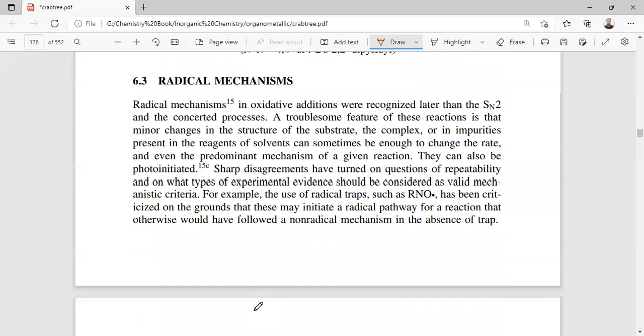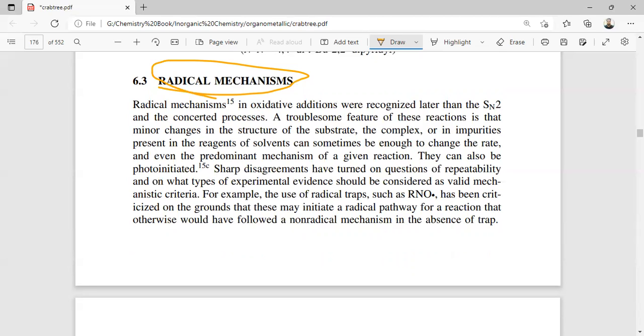The next one I will discuss is the radical mechanism. So in the radical mechanism, oxidative addition will be recognized later than the SN2 and concerted process. A troublesome feature of this reaction is that minor changes in the structure of the substrate or the complex are included within the reaction. So solvent can change the rate, even the predominant mechanism, of a given reaction. They can also be photo-initiated.